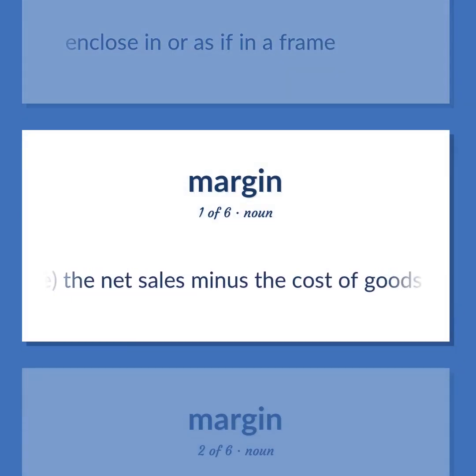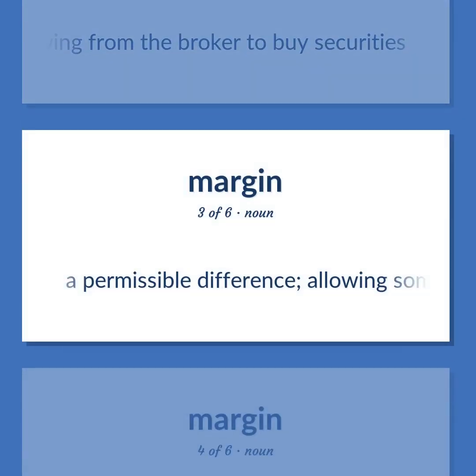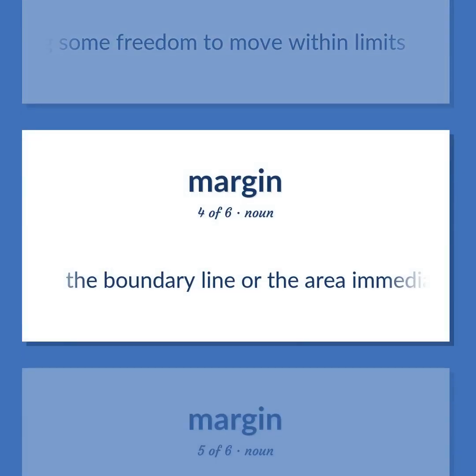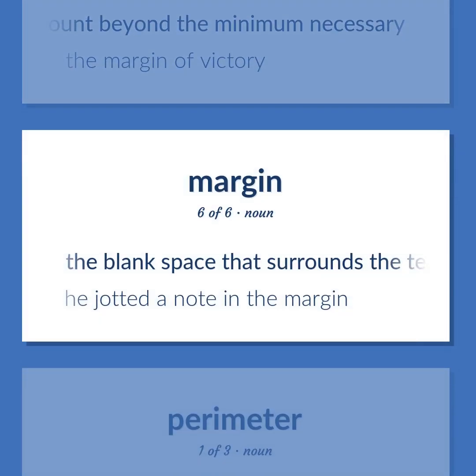Finance. The net sales minus the cost of goods and services sold. The amount of collateral a customer deposits with a broker when borrowing from the broker to buy securities. A permissible difference, allowing some freedom to move within limits. The boundary line or the area immediately inside the boundary. An amount beyond the minimum necessary. The margin of victory. The blank space that surrounds the text on a page. He jotted a note in the margin.